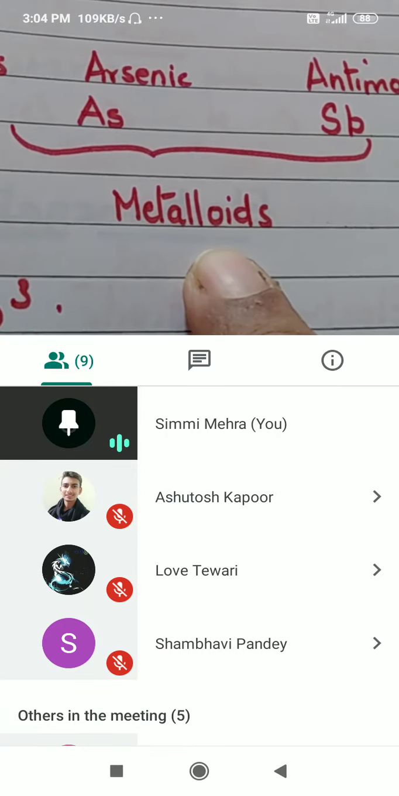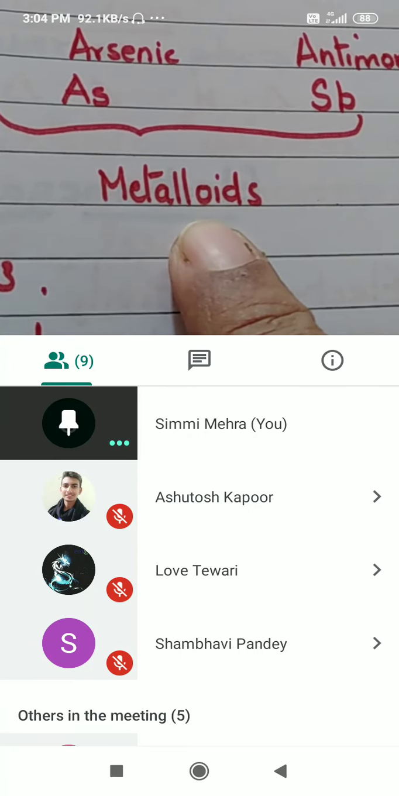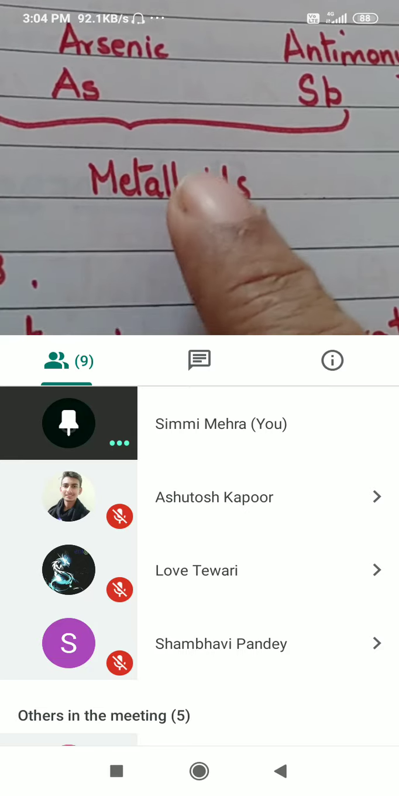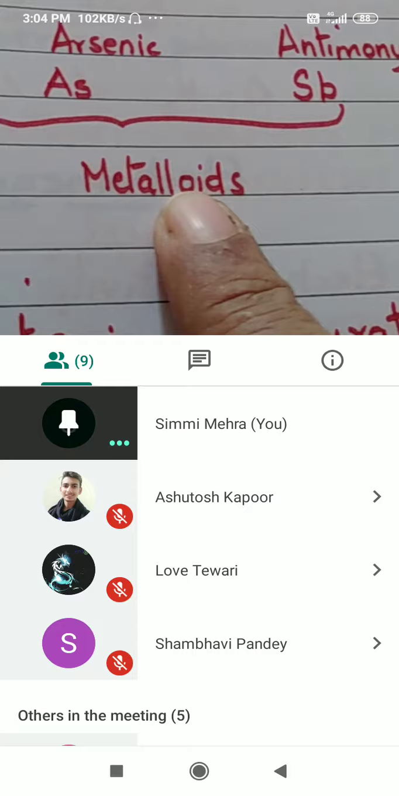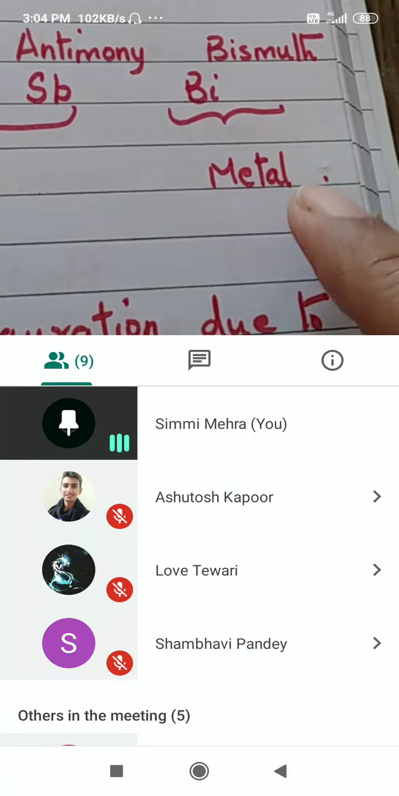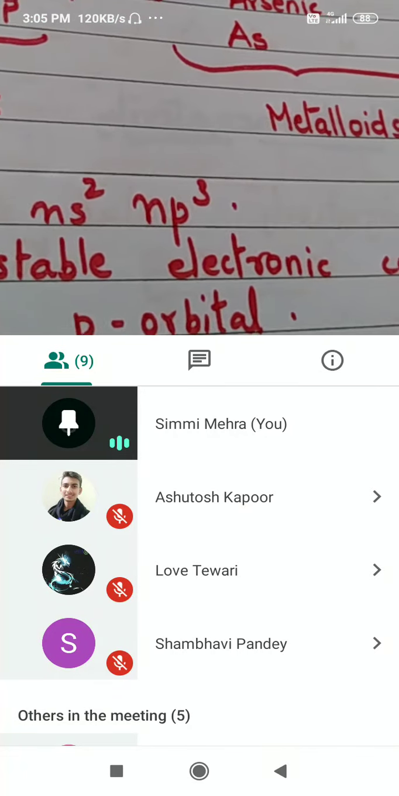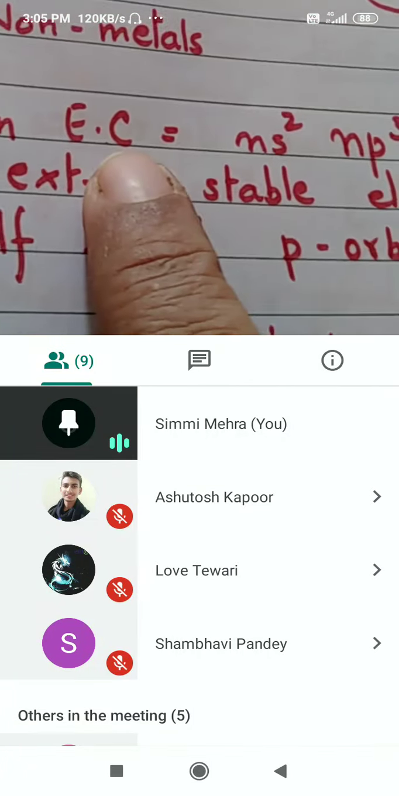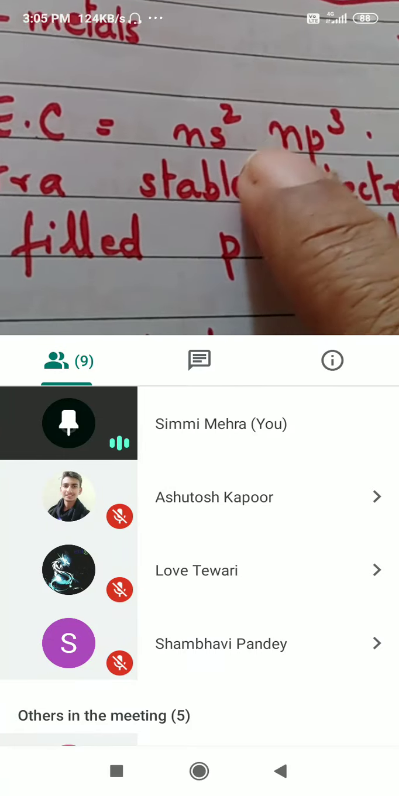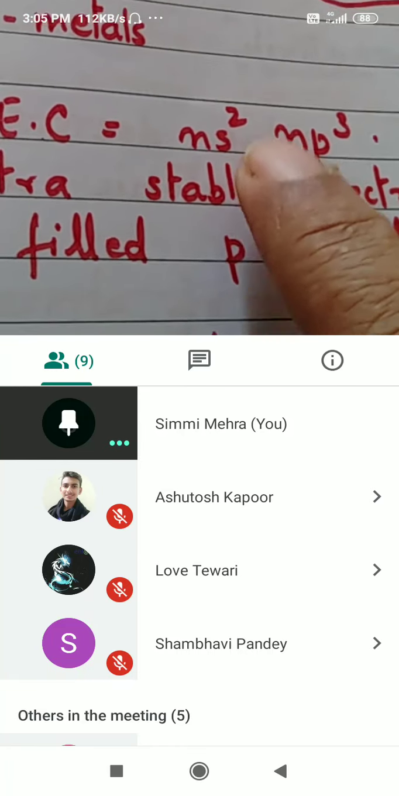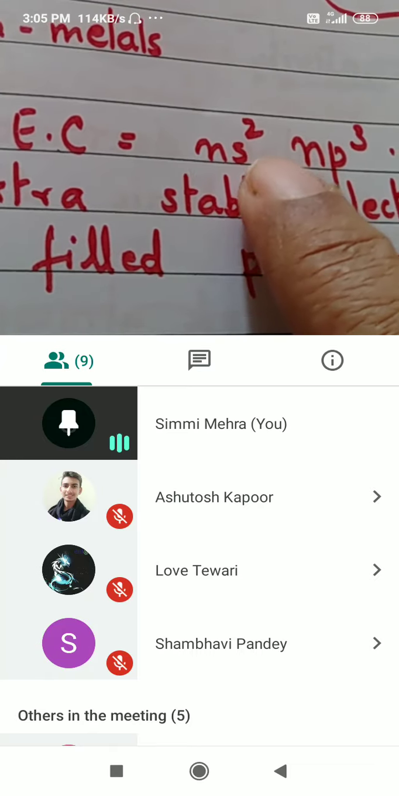What are metalloids? Can anybody answer quickly? Elements which show the property of both metals as well as non-metals. Okay, and then we have bismuth which acts as a metal. So in this group we have non-metals, metalloids and metals. Now the general electronic configuration of group 15 elements is ns2np3 because they have 5 valence electrons, and group 15 starts from period number 2.